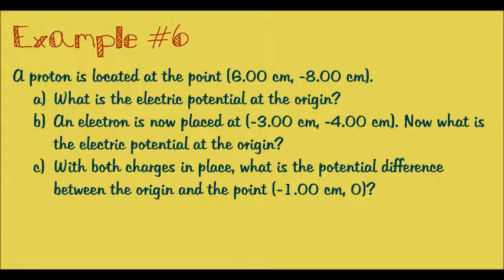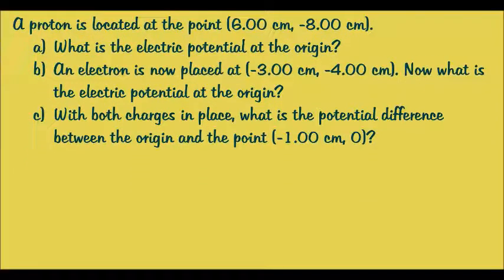In this problem, we have a proton located at the point (6, -8) centimeters. We're asked to find the electric potential at the origin. Since it's a proton, we know that that's a point charge. So that means we can use the equation V equals kQ over R. Notice it is asking us to find the electric potential at a location. Remember, we learned in class that electric potential is a property of a location in space, as opposed to electric potential energy, which is a property of a charge.